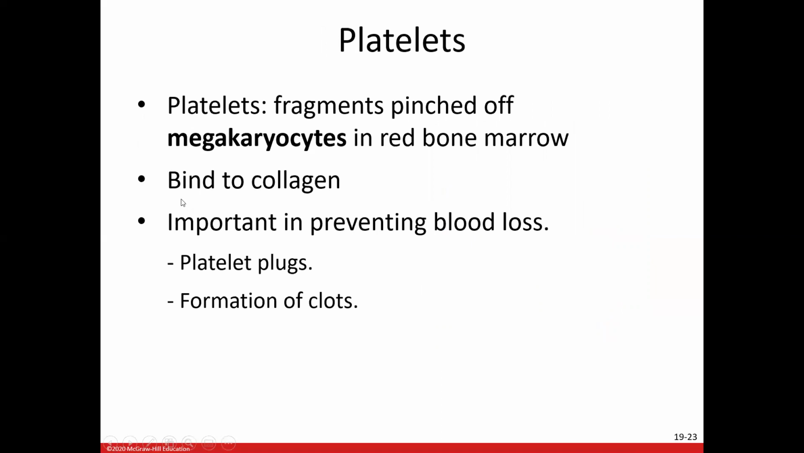Ultimately, your platelets are very sticky. They're able to bind to collagen fibers within the tissue. And ultimately, their job is to prevent blood loss. They're going to form what are called platelet plugs, as well as contribute to the formation of clotting.